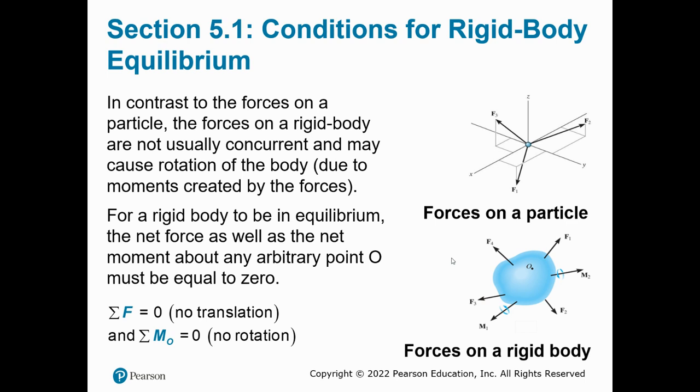Okay. So sigma F equal to zero, meaning there's no translational motion. Sigma moment equal to zero, meaning there's no rotational motion. We need both of them in order to say this rigid body is in equilibrium.